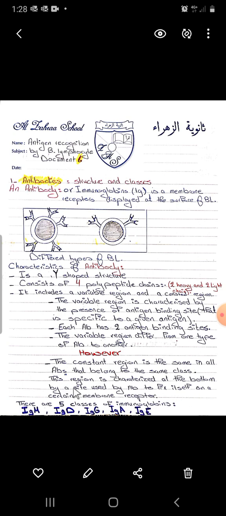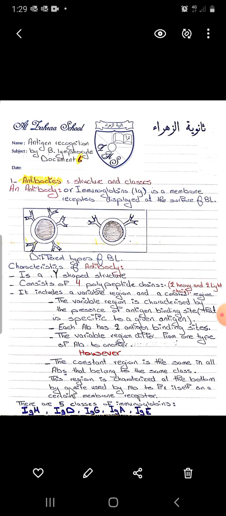This region is characterized at the bottom. This is the constant region, which is found at the bottom. The variable region is found at the top of the antibody, while the constant region is found at the bottom of the antibody. This is the variable region found at the top of the antibody.